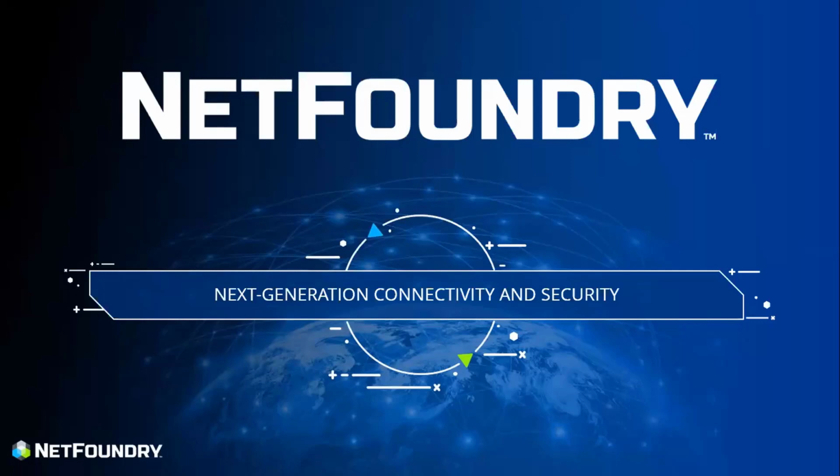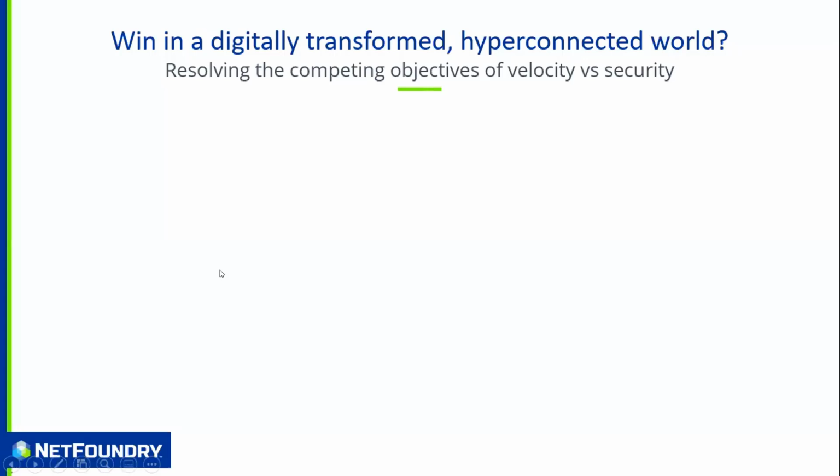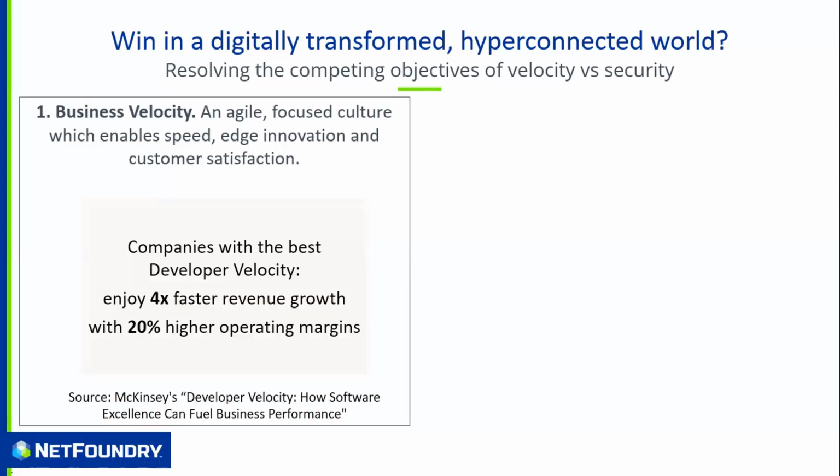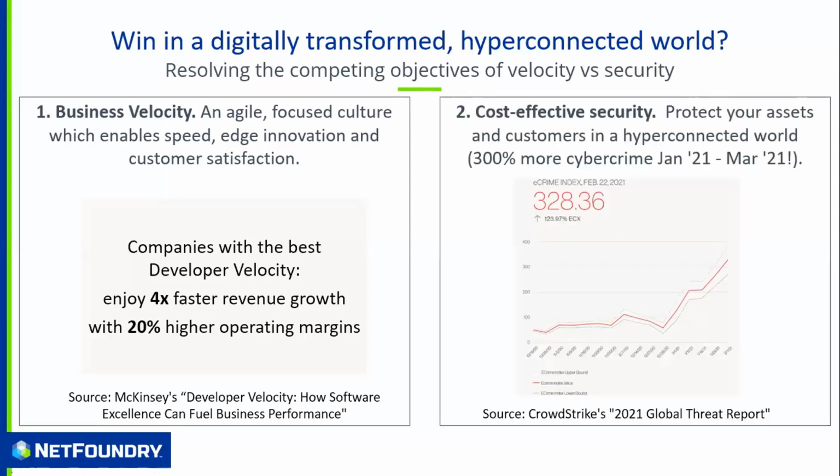So I work for NetFoundry. Our objective is to build next generation networking security. Why? Because organizations are digitally transforming. They're moving to Oracle Cloud. They're moving to Kubernetes and OKE because they want to have more velocity. They want to create new functions and applications and business value quicker. But we also need to do cost-effective security.